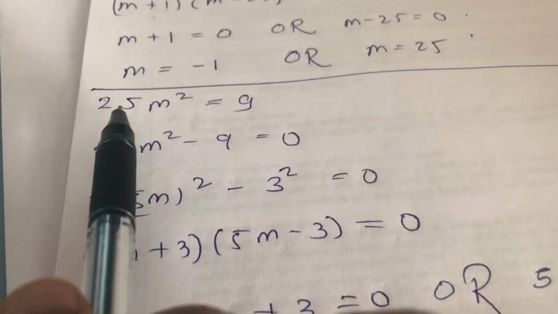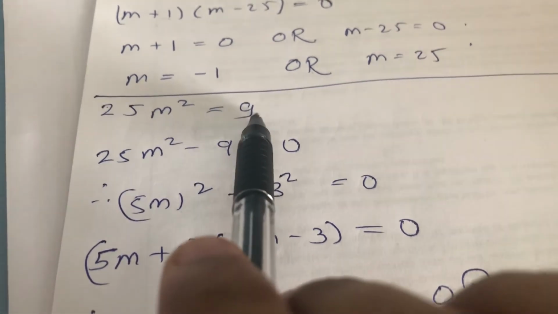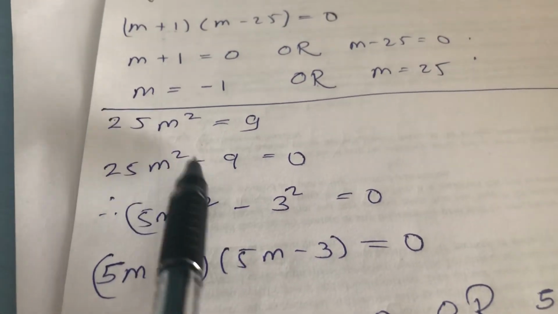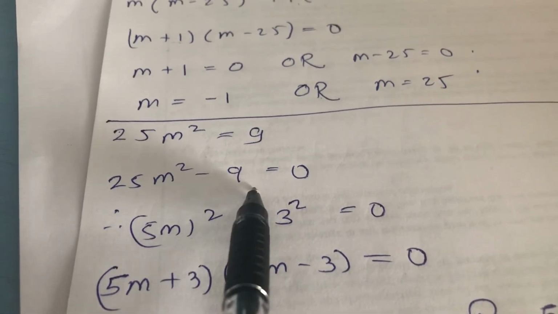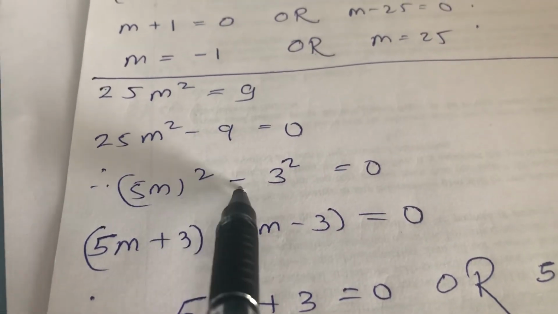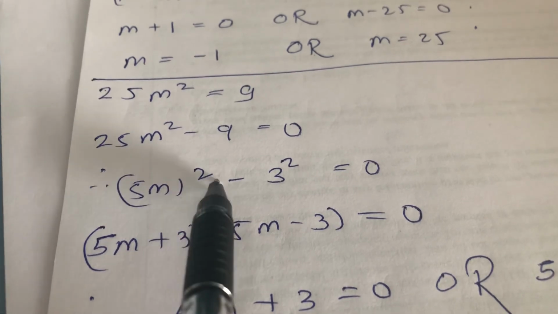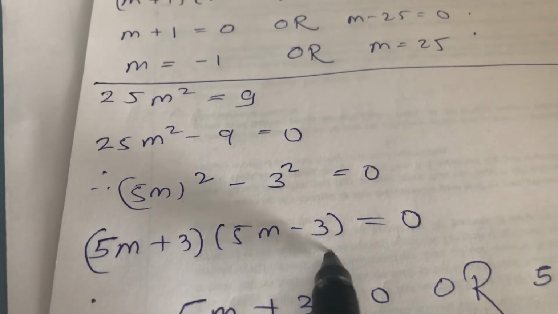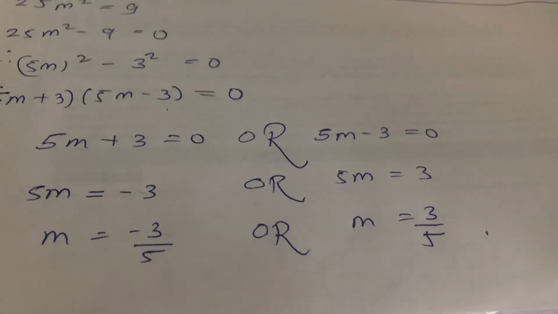Okay, next question, 25m square equal to 9. So the 9 comes this side, it becomes 25m square minus 9 is 0. Now this is a perfect square as well as this is also a perfect square, so it's very easy. You get 5m the whole square minus 3 square equal to 0. So you can, using the formula a square minus b square is a plus b, a minus b, you can get this 5m plus 3, 5m minus 3, 0, and then you can solve it further.